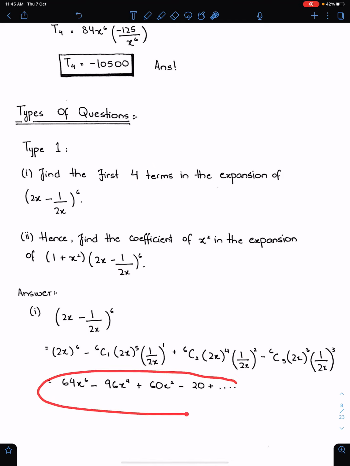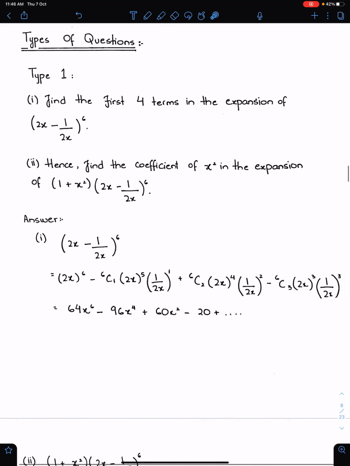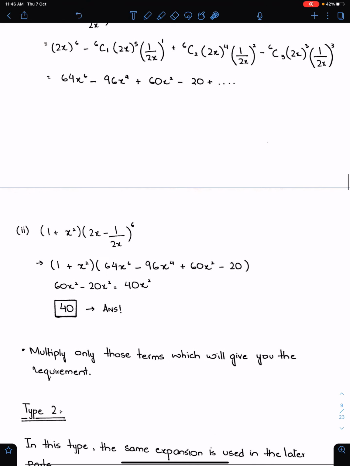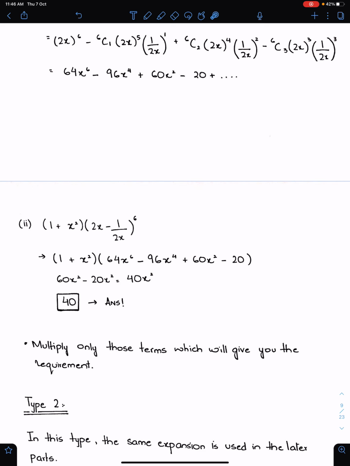Now we will use this answer here to solve this second part. The word hence means use this answer here. See, this is here, and then you need to substitute the answer of part 1 here. And the question is find the coefficient of x square. So you need to multiply only those terms which will give you the requirement. You need to multiply 1 with this 60x square and x square with this, because you need coefficient of x square.